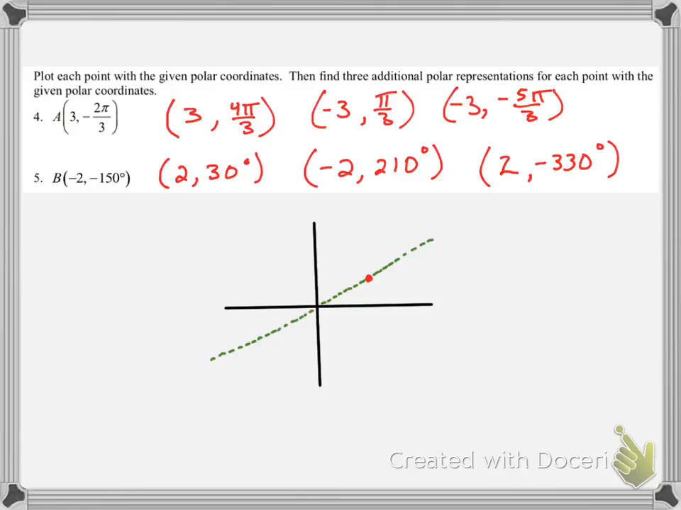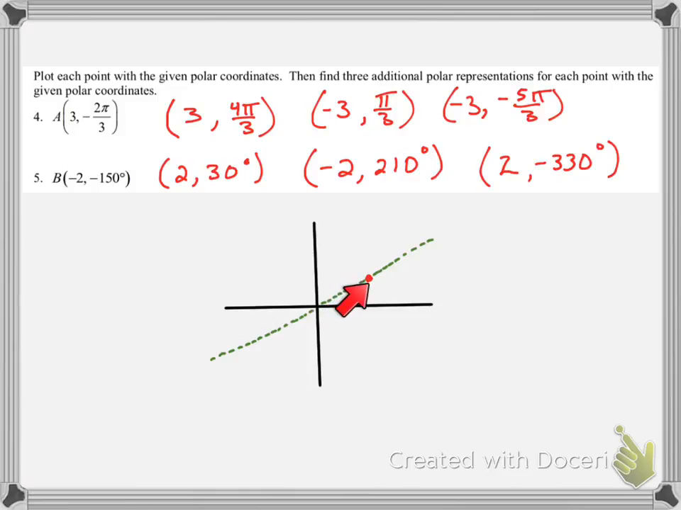All right, so I went ahead and took the liberty of working through the next problem and just displaying it. So the coordinate here is -2, -150 degrees. So negative 150 degrees would be rotated this direction. The -2 radius, however, doesn't go along this line. It goes the opposite direction. So this would be your coordinate for -2, -150 degrees.